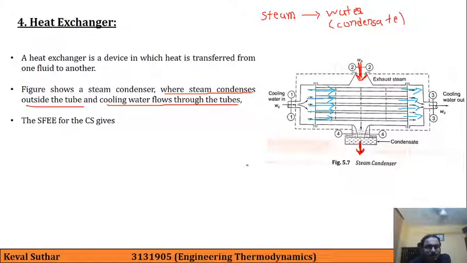The SFEE for CS, that is control surface, is given by this formula. So this is not the general formula that we were having in our previous lecture. If you see carefully, here we are having a total of 4 sections. Section 1, that is over here, through which cooling water is entering. Here this is section 2, the place where the steam is entering. So these two are entry points, and here this is the exit of steam.